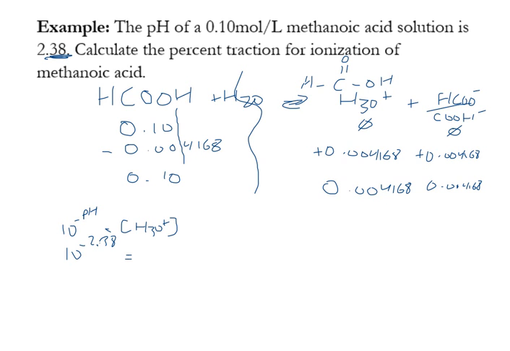Anyways, if I want to figure out my percentage, it would basically be this. It was 0.004168 out of 0.10, because this is what I made out of what I could have made. So if I want to calculate my percentage, that number divided by 0.10 times 100, and yeah, it's exactly what I said it was going to be. It's about 4.2%.